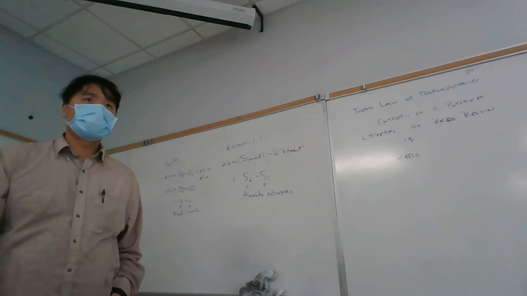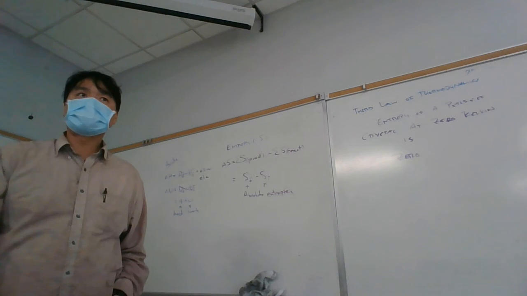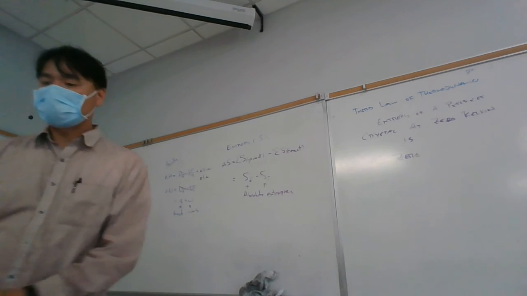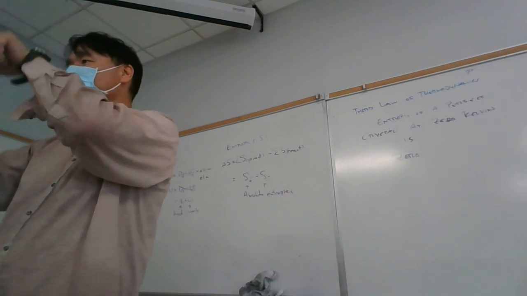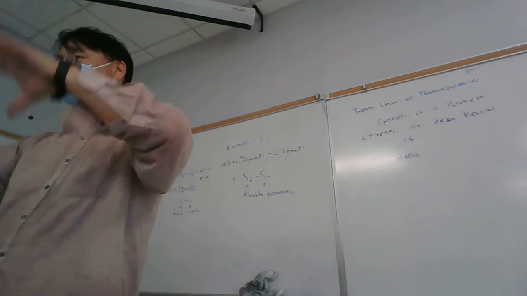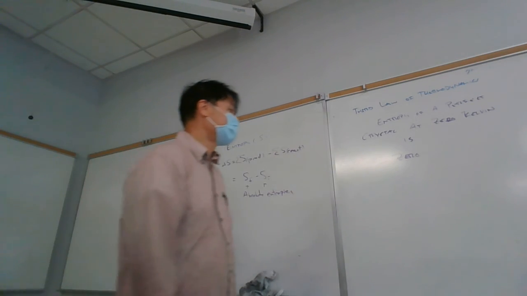In a perfect crystal, there's only one arrangement of the atoms. And it's at 0 Kelvin. If we increase the temperature, then the atoms start to vibrate. As the atoms start to vibrate, there are different positions that they can be in three-dimensional space. And that's going to increase the entropy.